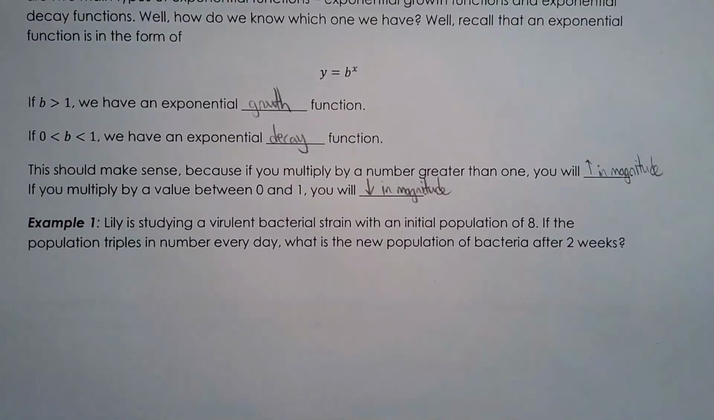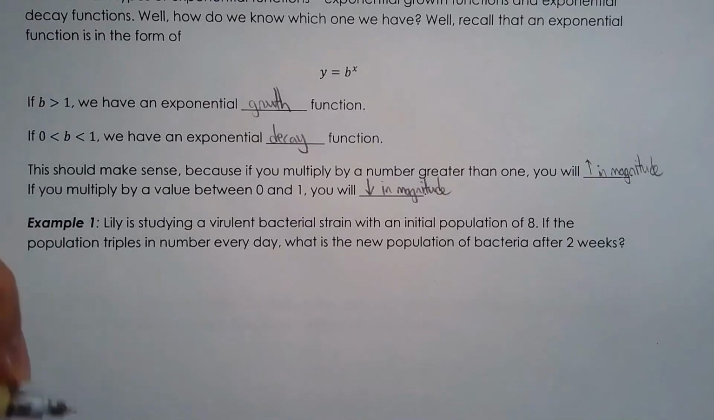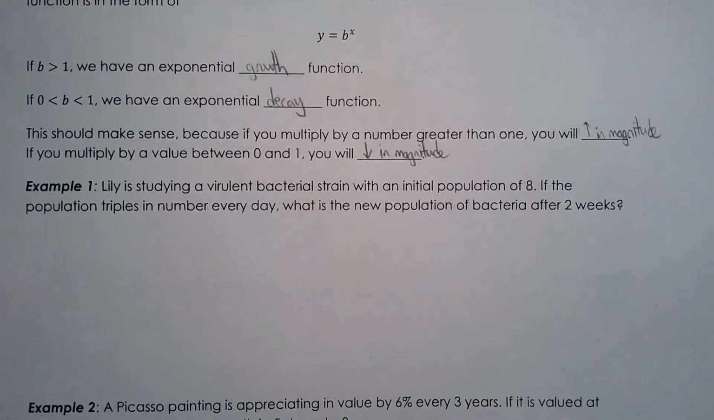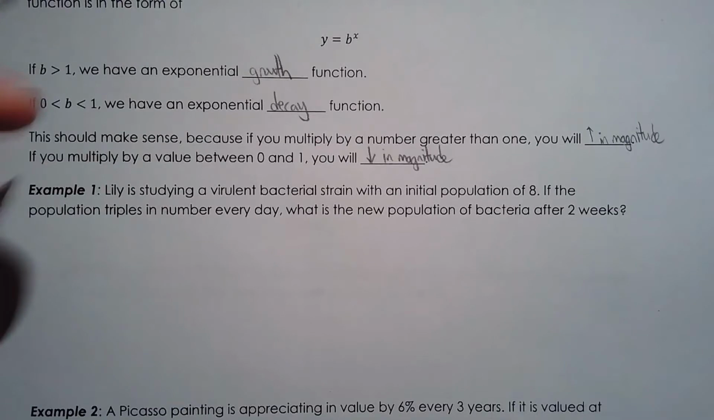So Lily is studying a virulent bacterial strain with an initial population of 8. If the population triples in number every day, what is the new population of bacteria after 2 weeks? Hopefully you already know the answer, but I'm going to use a table to help us out to begin with. You don't need the table, but I'm going to give it to you anyway.